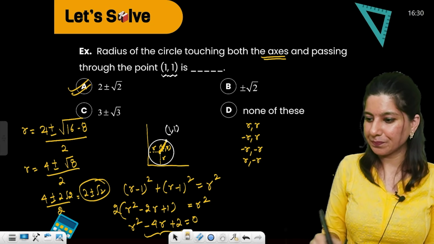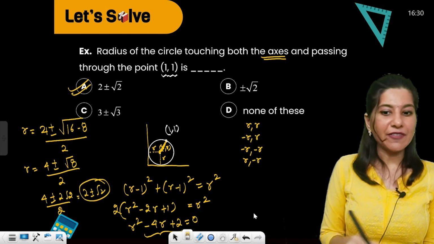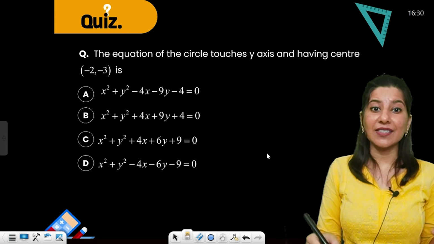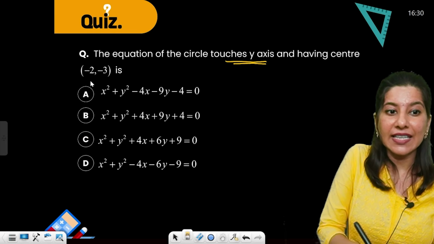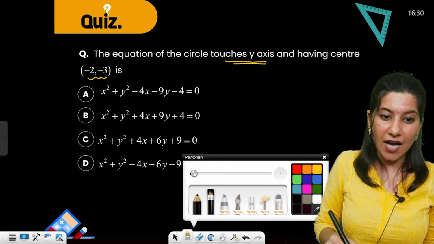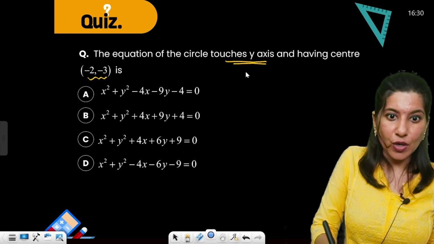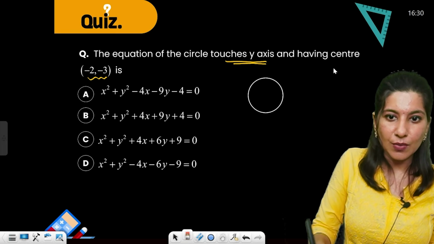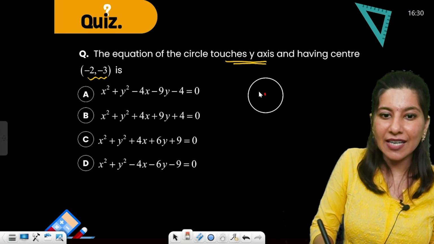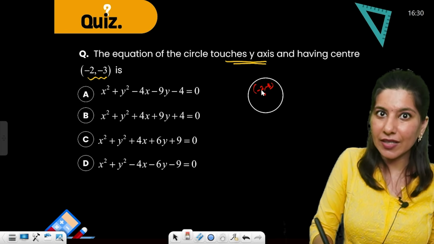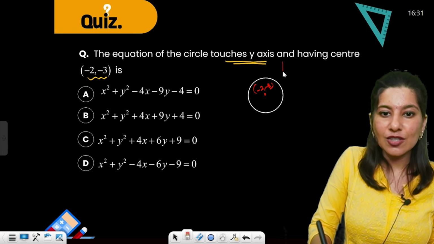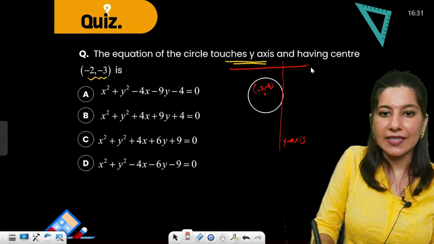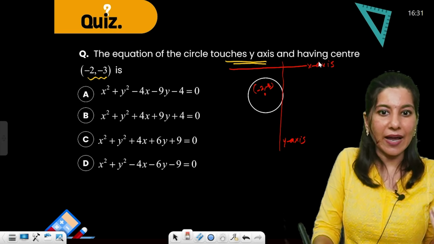All right. Clear? Are we ready for the next question? Yes. Chalo. The equation of the circle touches the y-axis having center this. Very important. Again, draw it. So, this is your circle touching the y-axis. So, the center is minus 2, minus 3. That means it is lying in the third quadrant. That is one thing. And it is touching the y-axis. So, this is your y-axis and this will be your x-axis. This is how your diagram will look.